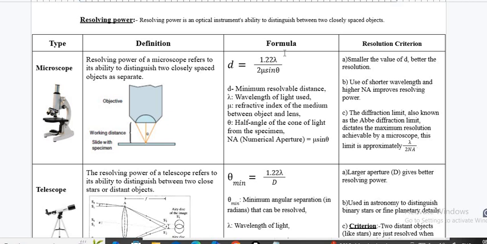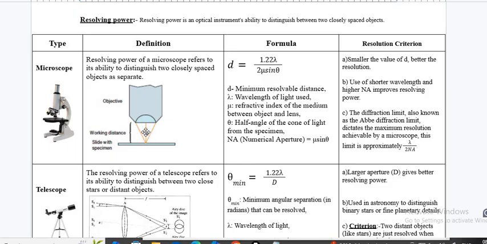So here D is given as 1.22 lambda divided by 2 mu sin theta. D is the distance between the object placed and the lens. This distance is represented by D. Lambda is the wavelength of the light used. Mu is the refractive index of the medium, actually the lens and that medium. This is represented by mu.